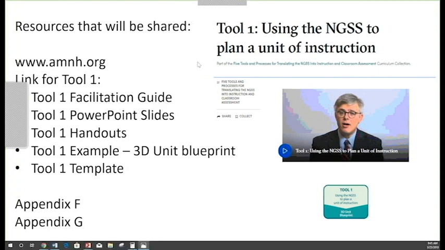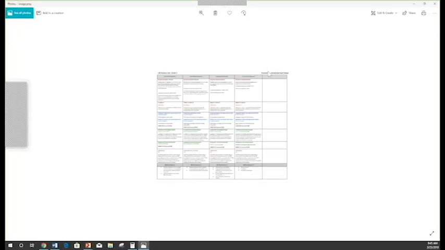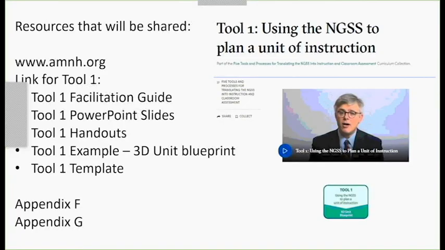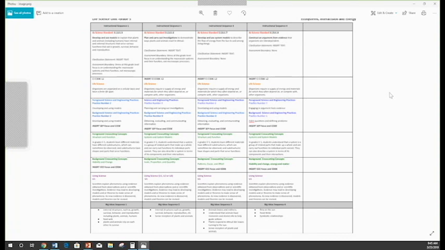And here's what it looks like for Arizona. Okay, is that bigger? There we go. So here they're just looking at their life science standards, and they've put their standards into an instructional sequence, and it just so happens they went in order of 5, 6, 7, 8. They do not need to go in order.